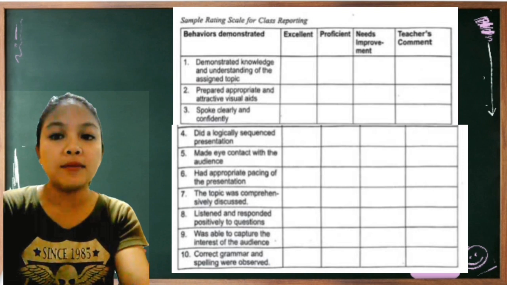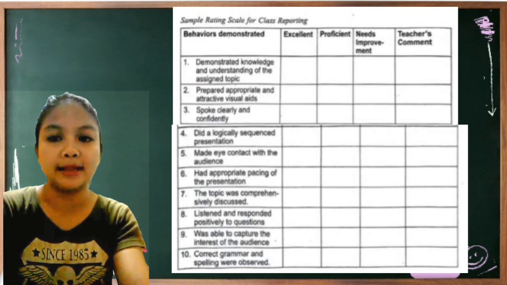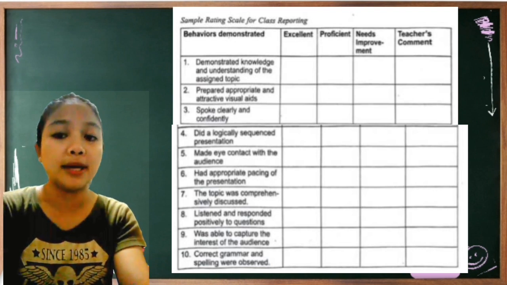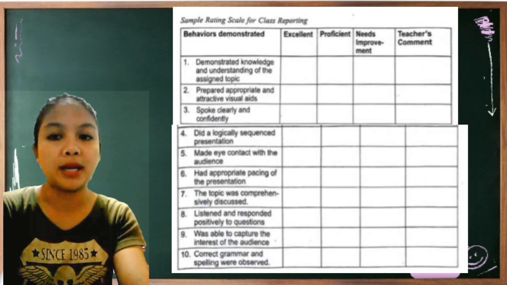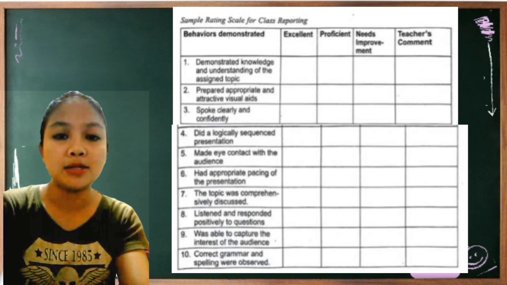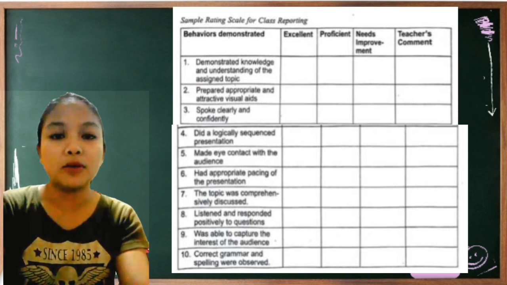So, in our behavior demonstrated, if you think that the students achieved the standards, then we can mark him or her excellent. If you think that the students didn't achieve the standard yet, you can mark proficient. And if you think that the student needs improvement in class reporting, then we can mark here a needs improvement. And then last, if we have suggestions or comments as a teacher, then we can put them here in the teacher's comments.